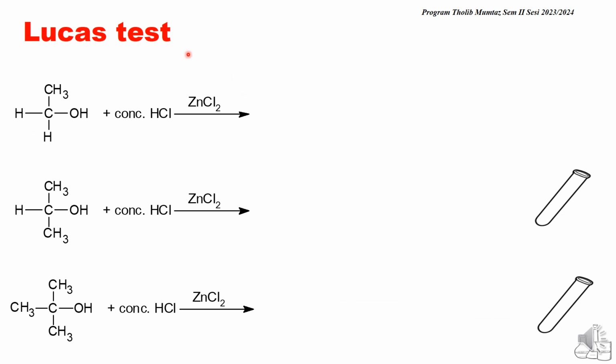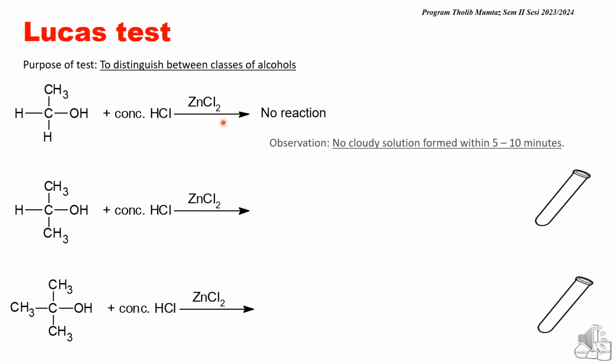Next test is called Lucas test. So the purpose of Lucas test is to distinguish between different classes of alcohols. So you have given here the first is primary alcohol, when reacted with Lucas reagent, which is concentrated hydrochloric acid in zinc chloride. Primary alcohol does not have any reaction within 5 to 10 minutes. So it will be no reaction, and the observation will be no cloudy solution formed within 5 to 10 minutes.